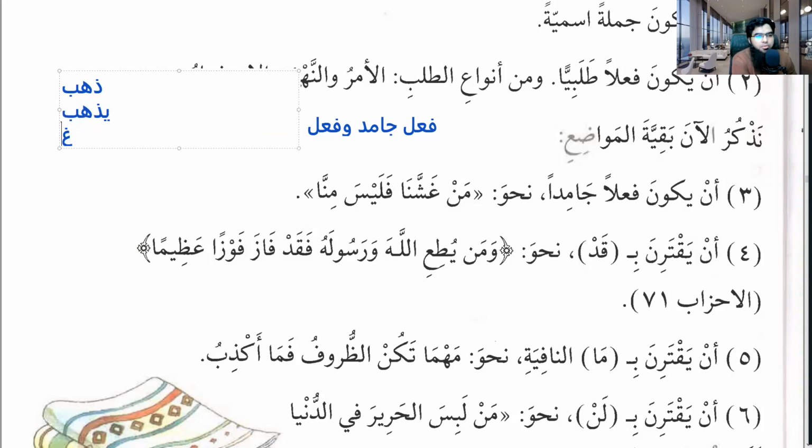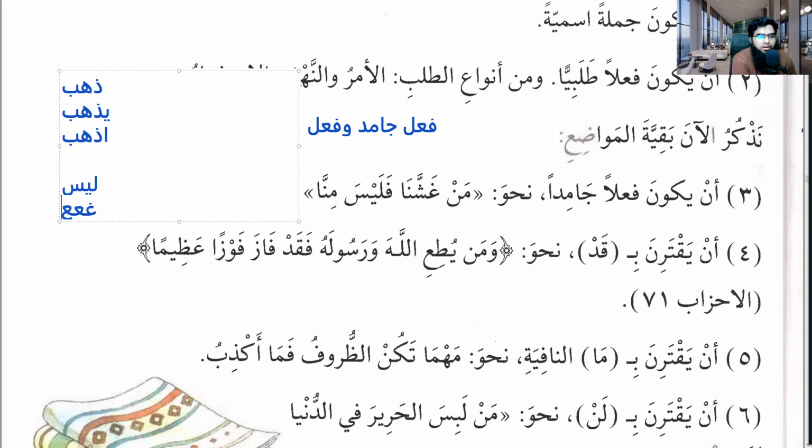Dhahaba, yadhabu, idhab. We use all of them, right? How about laysa, for example? Laysa is a jamid, right? It's like fixed kind of, but we don't use yalyasu, yalyasani, yalyasuna. No, we only use laysa. And there's no amr also. Ilyas. We don't use Ilyas. Nothing. We don't use it at all. So these are called fi'l jamid.